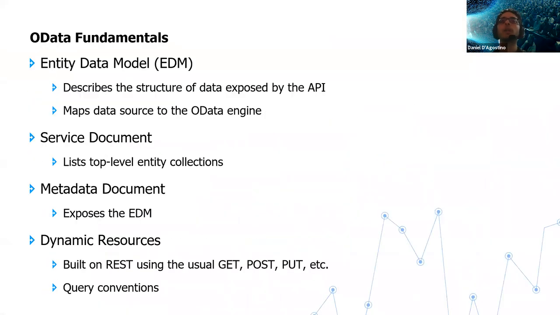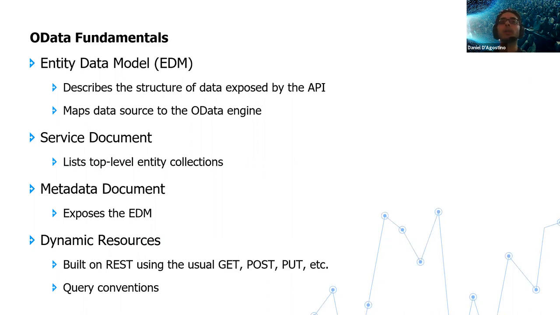So the way OData works is that it builds this thing called an entity data model, which describes the structure of the data we're exposing, essentially the structure of data in the data source. And then what it does is it maps that data source to the OData engine. So that is the part that receives and processes the requests.